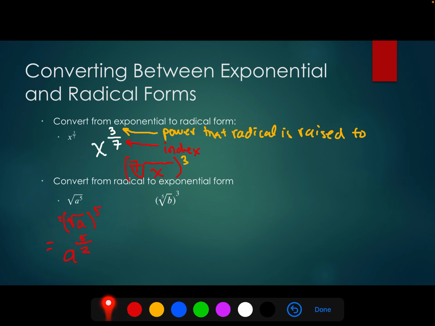Now let's take a look at this other example. We have the 5th root of b all raised to the 3rd power. Right? So from this, we can see that our base here is going to be just b. And now all we have to do is look at our index and the power that it's all raised to. Right? So the power that it's all raised to is this 3. So that's going to go in the numerator of our exponent. And then in the denominator goes our index. Right? And our index here is 5. So this is b to the 3 over 5 power.